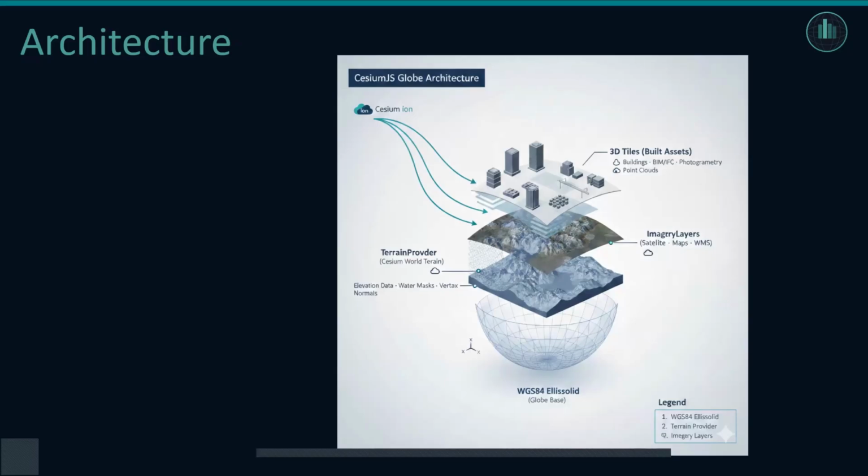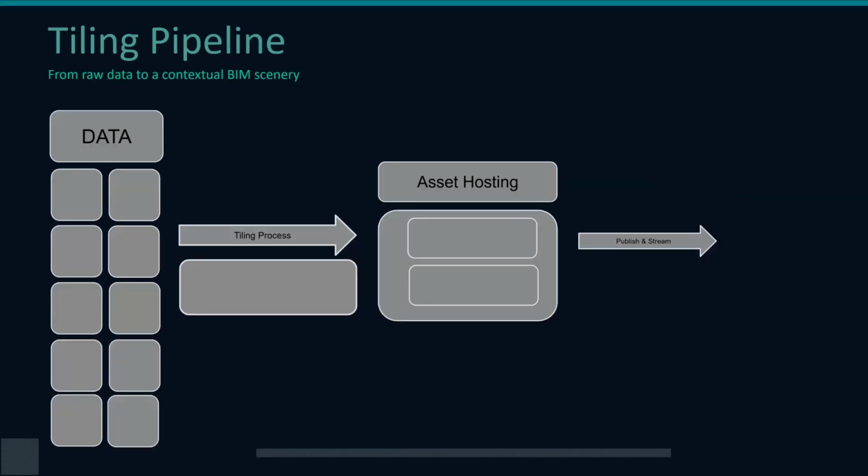And then on top of that, usually you have what we call image layers, which is usually a satellite kind of orthophoto picture or maps or WMS services. And then again, on top of that, there will be the 3D tiles, which are representing the buildings, the built environment, and so on. So it's a pretty straightforward kind of principle.